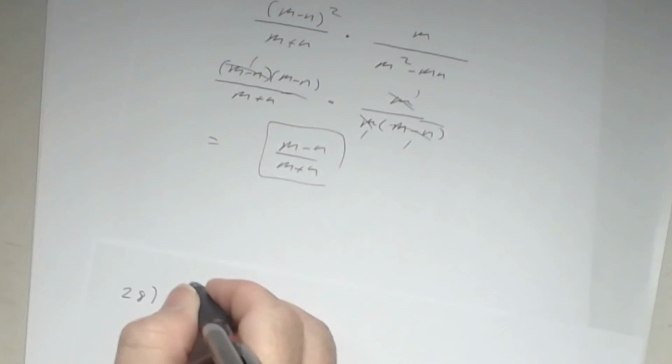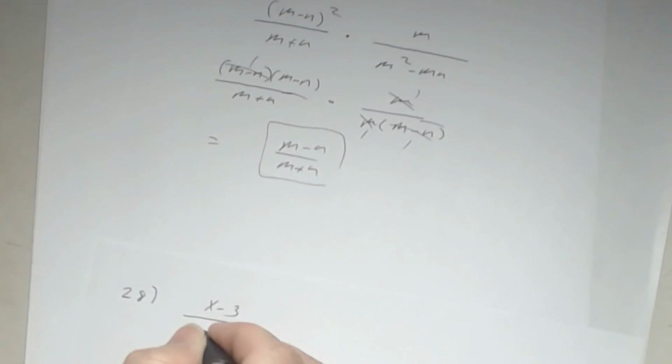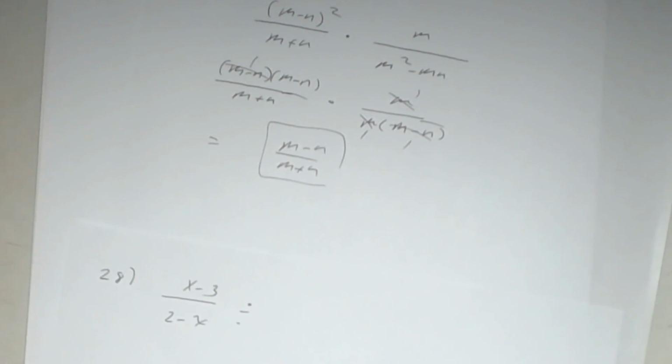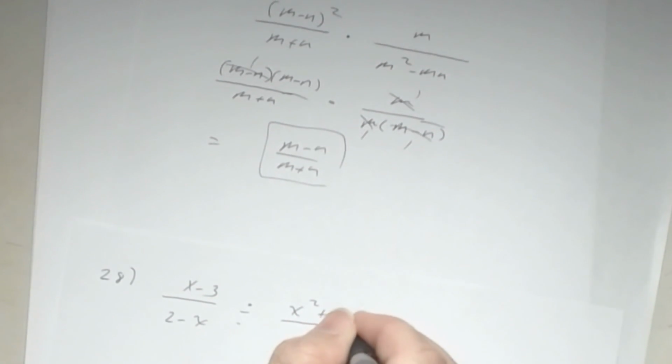x minus 3 divided by 2 minus x. So that rational expression is being divided by this one. The second fraction is x squared plus 3x minus 18, and then the denominator is x squared plus 2x minus 8.